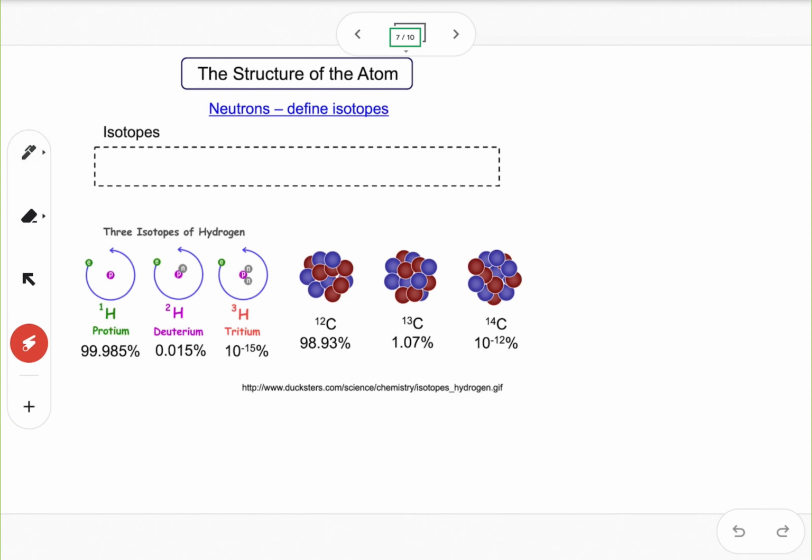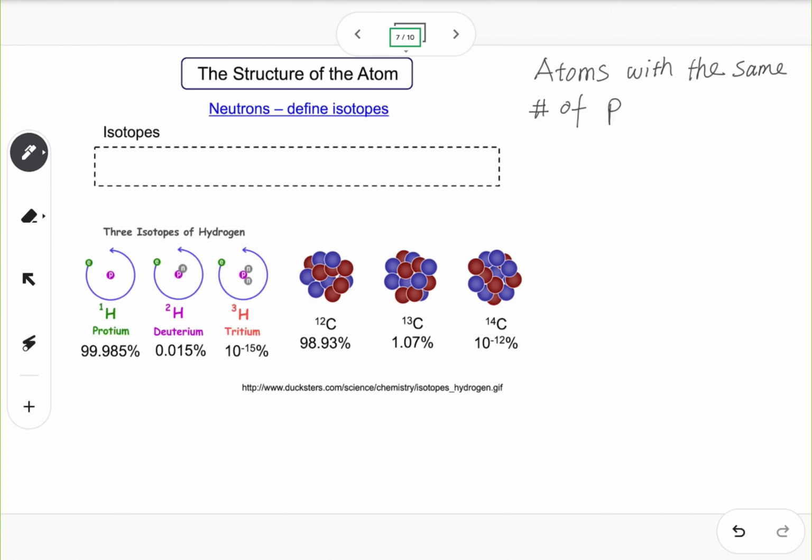The next thing is about isotopes. Before we talk about how we distinguish isotopes, let's define isotopes. Let me write it here. Isotopes are atoms with the same number of protons.